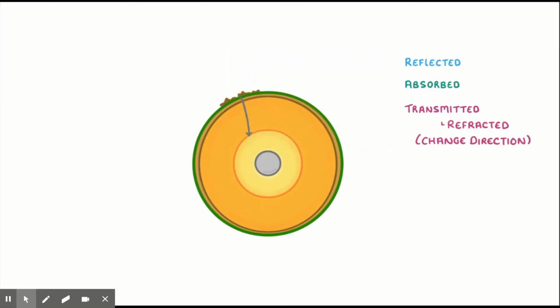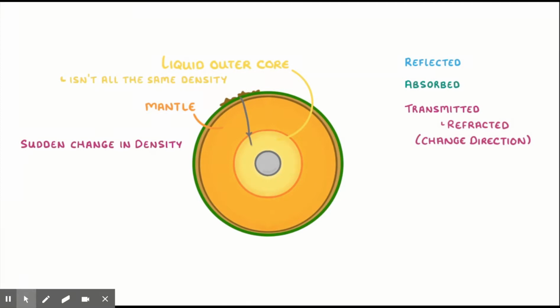At boundaries like this one, between the mantle and the liquid outer core, there's a sudden change in density. And so there's also going to be a sudden change in the direction of the wave. Because the liquid outer core itself isn't all the same density either though, as waves pass through it, they're constantly being refracted slightly, and so seem to curve as they slowly change direction.